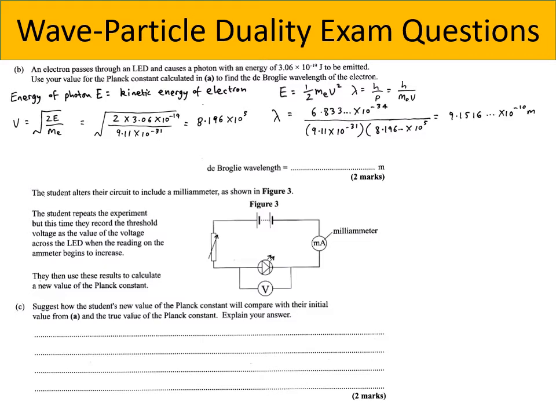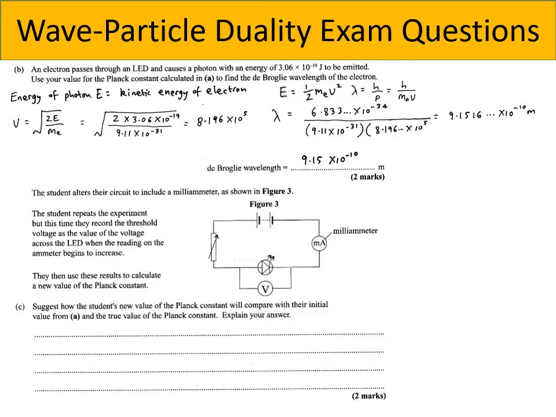And now what we find for the de Broglie wavelength is a value of 9.1516 continued times 10 to the power minus 10 meters. Okay, so we need to just write that to three significant figures, and we get 9.15 times 10 to the power minus 10 meters.